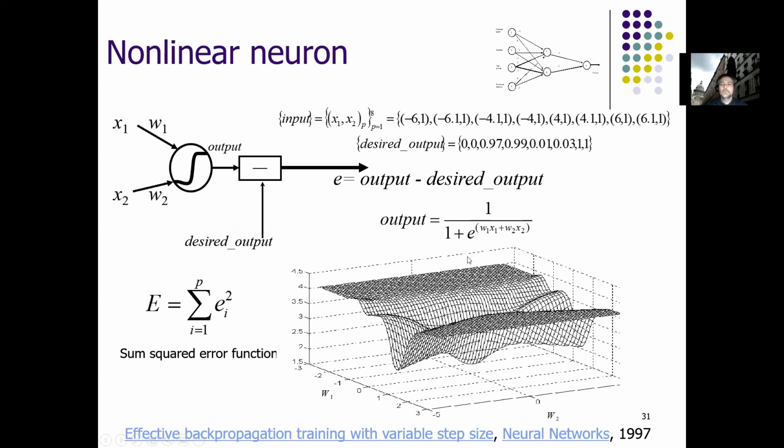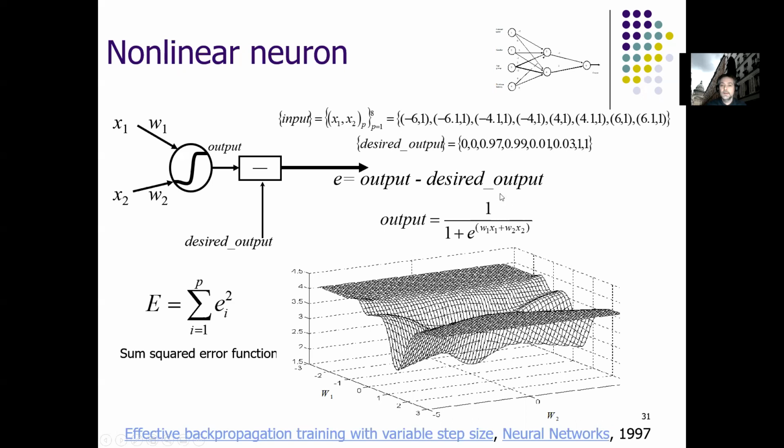If we try to use this kind of idea in the context of neural networks, I have a simple example here, a nonlinear neuron. We have a node which just receives two inputs. The inputs are multiplied with weights, and the activation function has a sigmoid shape. Someone gives you the desired output, and you calculate the error. So this is the input vector, these are values for x1 and x2, pairs of -6, 1, -6.1 and 1, etc. And these are the desired outputs for each one of these inputs.